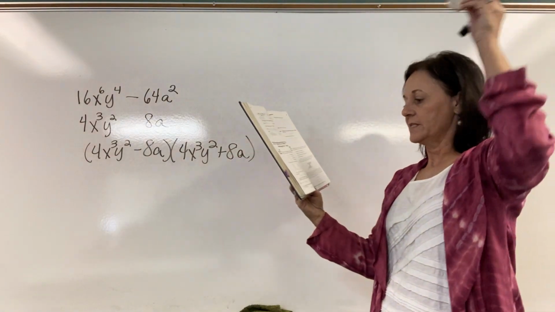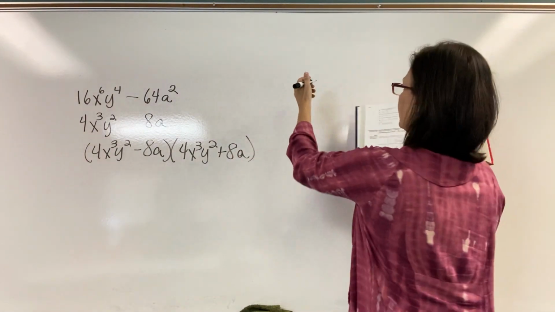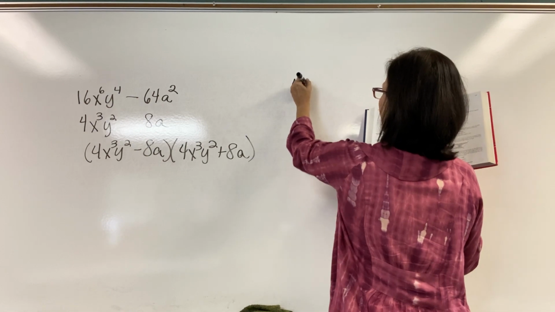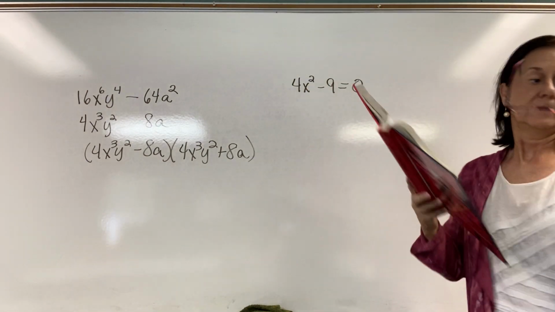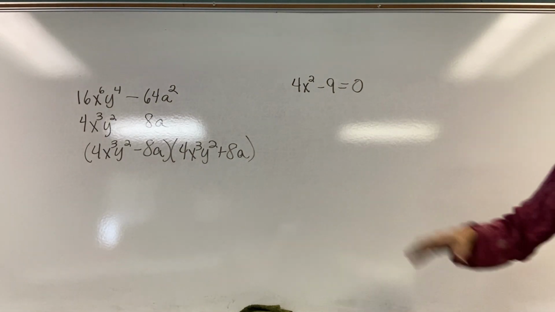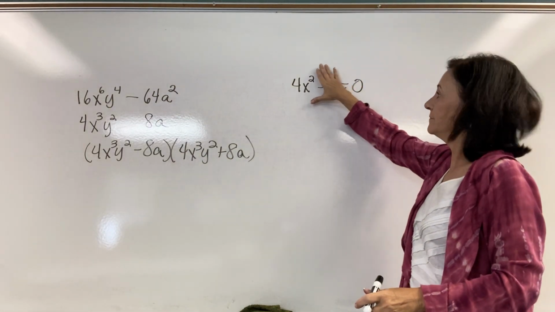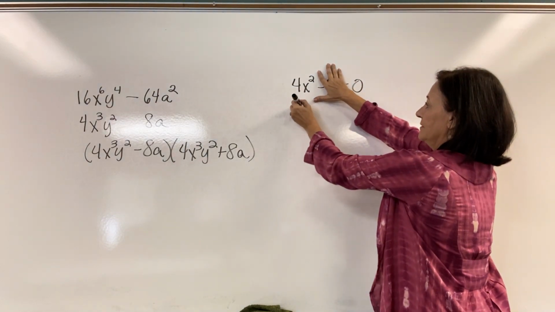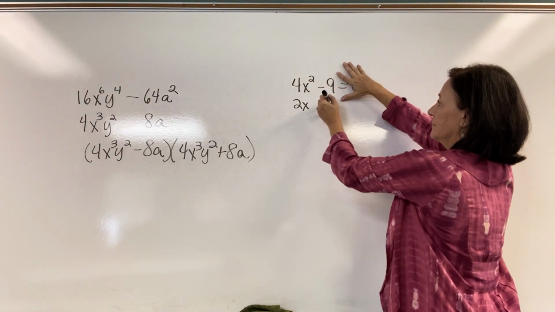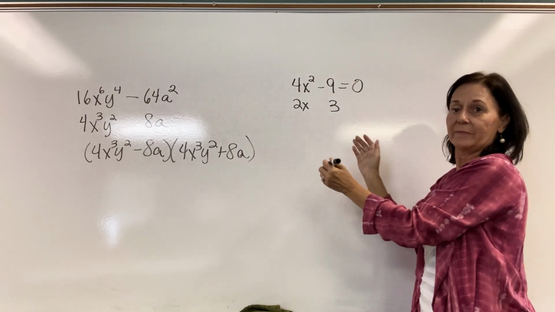All right, now on page 178. Here we have 4x squared minus 9 equals 0. All right, how am I going to factor this first term? Square. So 2x, 2x, minus 3. So what are my factors going to be?